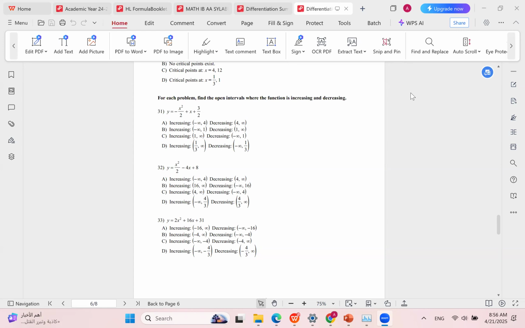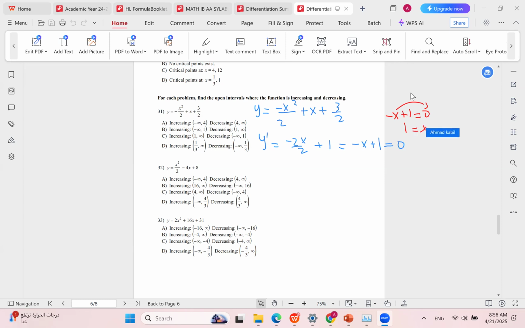So the first thing we do is we have to get the stationary points of the function. So y equals negative x squared over 2 plus x plus 3 over 2. And then y dash becomes negative 2x over 2 plus 1, which is the same as negative x plus 1. And we set this equal to 0. So negative x plus 1 equals 0. Take the x to the other side. So 1 equals x, or x equals 1.